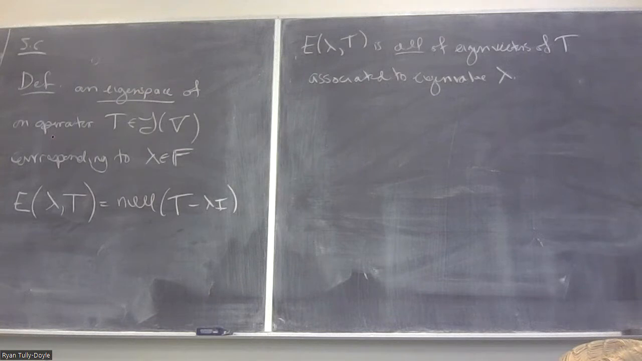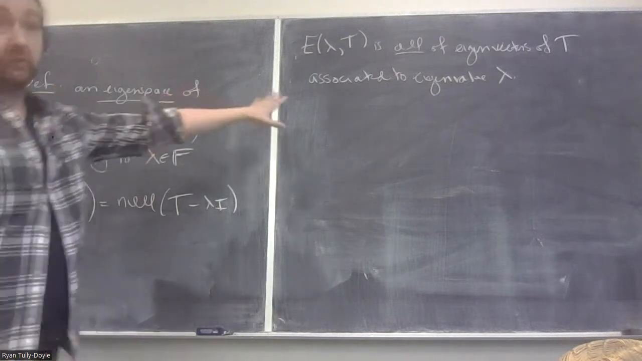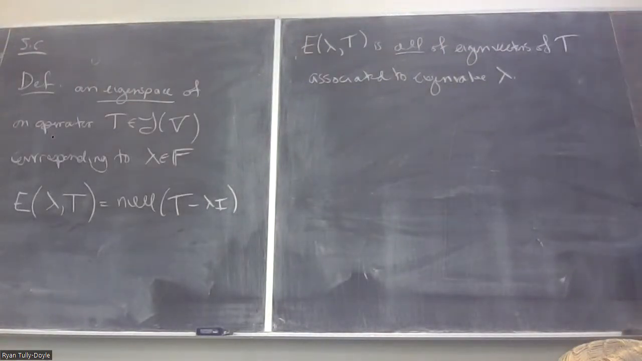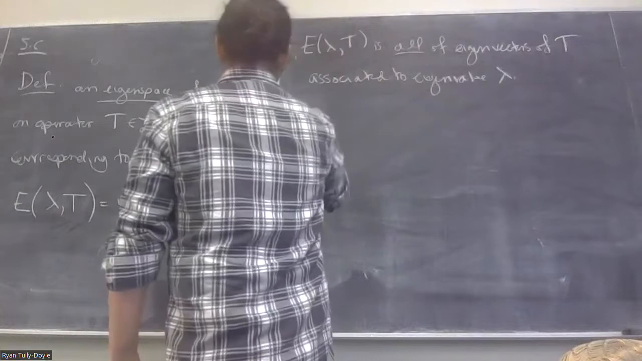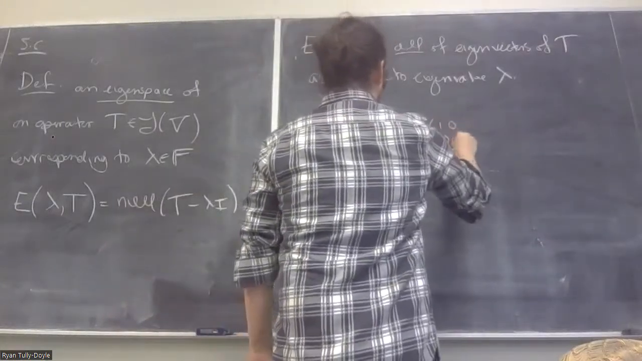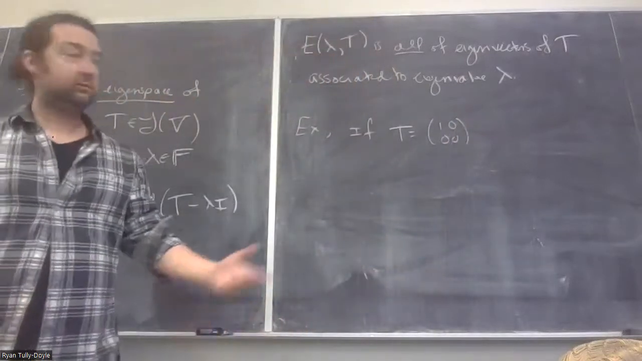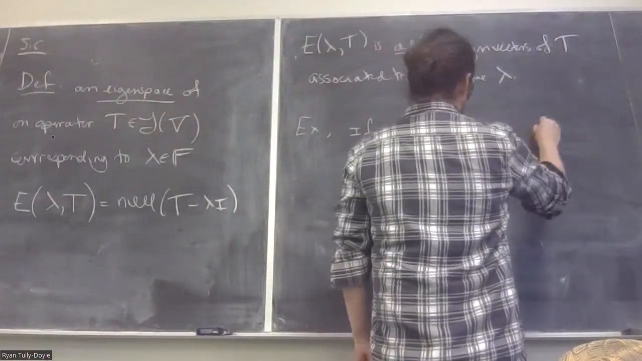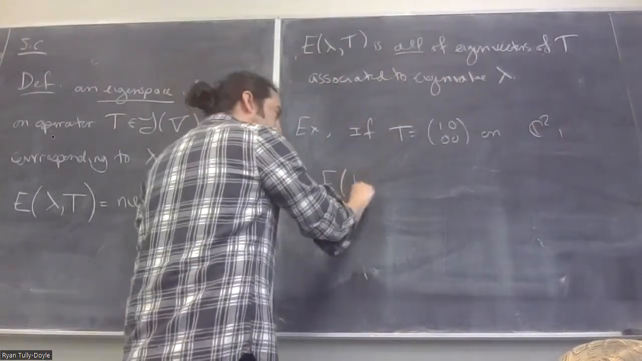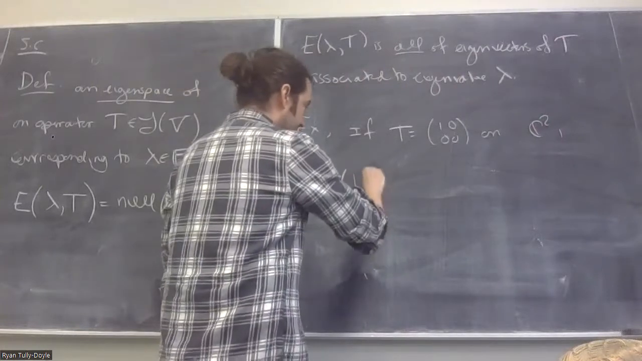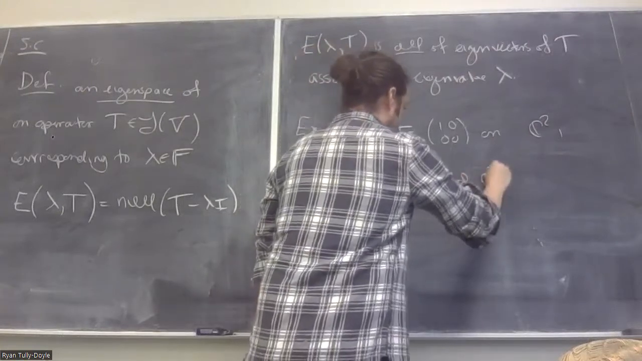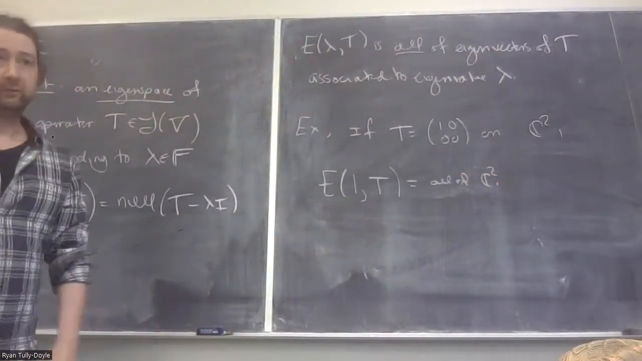No, that's the big difference. This is going to be all the dimensions. So for example, if T is equal to the identity operator acting on C2, then the eigenspace corresponding to 1 of T is equal to all of C2. Everything is an eigenvector.